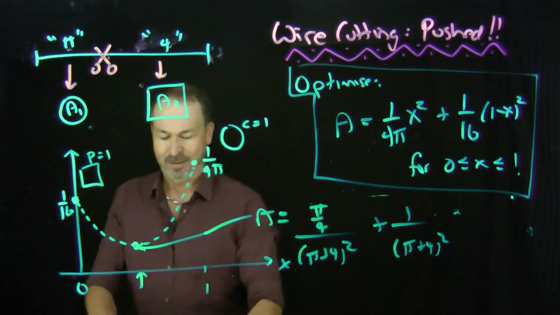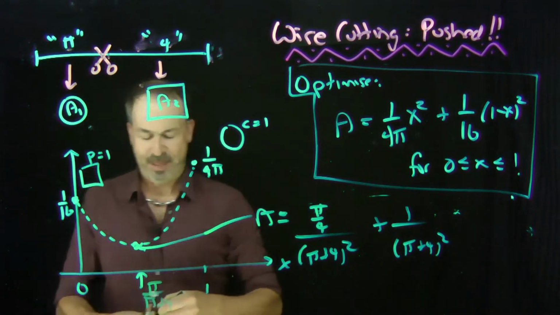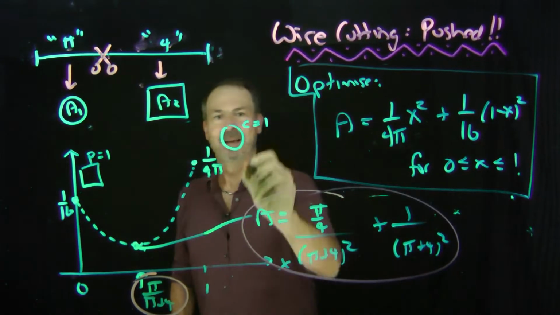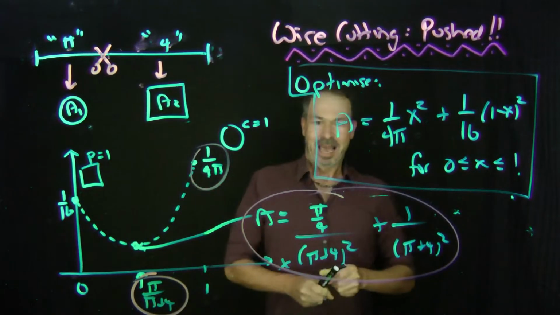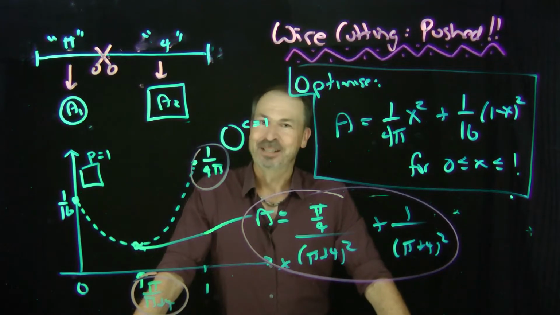Whoa. So there we have it. I've got all the answers on my board right now. That's where the cut should occur. That's what the minimum area turns out to be. That turns out to be the maximal area. And that's all well and good. I've got full marks, but I don't feel satisfied.